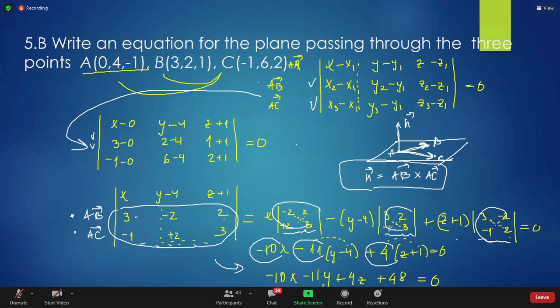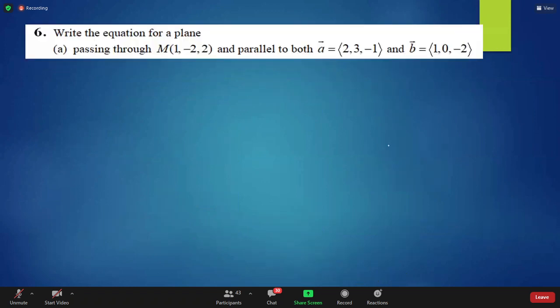You may use the ready-made determinant, or you may use the idea that a normal vector should be perpendicular to the two given vectors, which means you may just as well take the vector product. All right. Now, the equation for a plane passing through a given point and parallel to two given vectors.